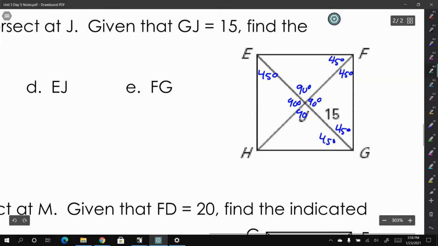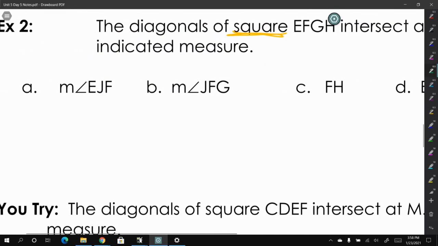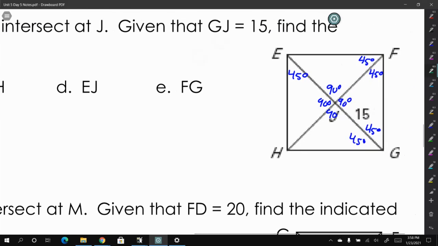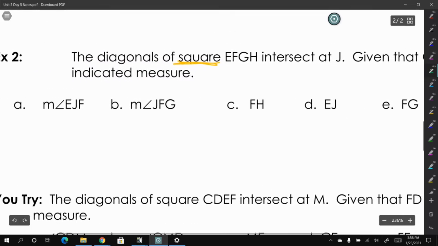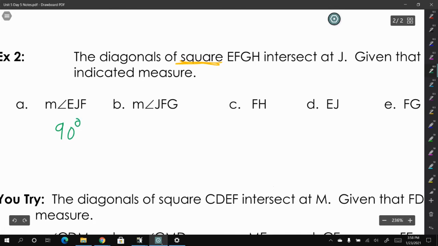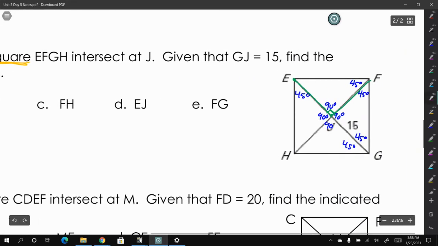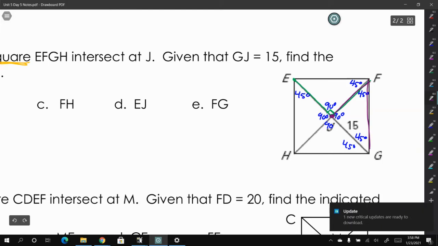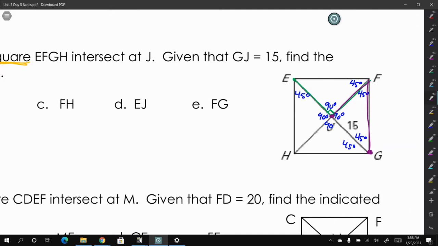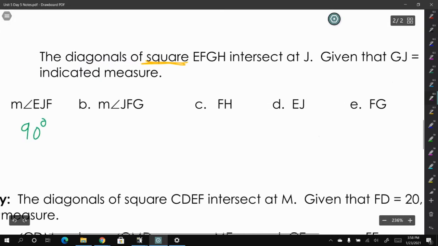So letter A is asking us the measure of angle EJF. Well, that's 90 degrees. That's one of our diagonals. So 90 degrees. The measure of angle JFG, that is 45 degrees.